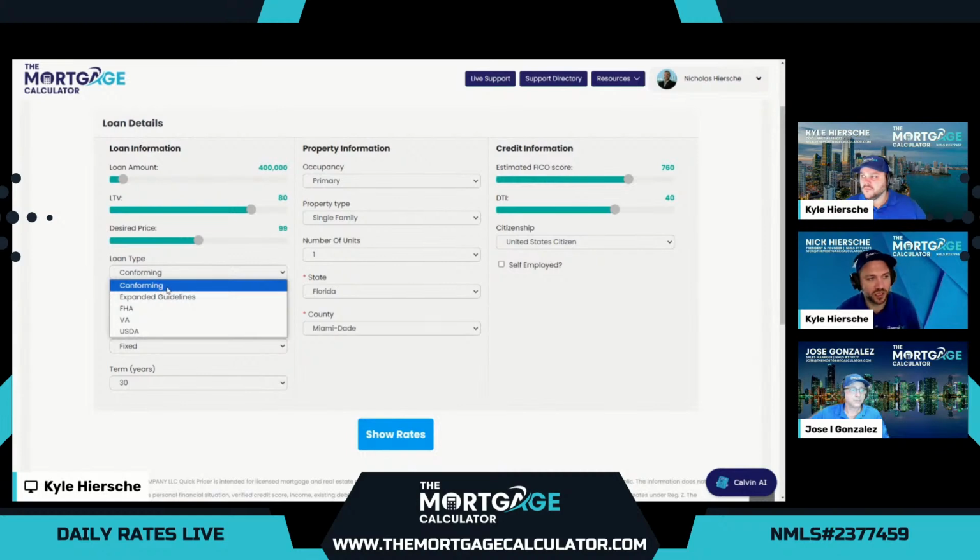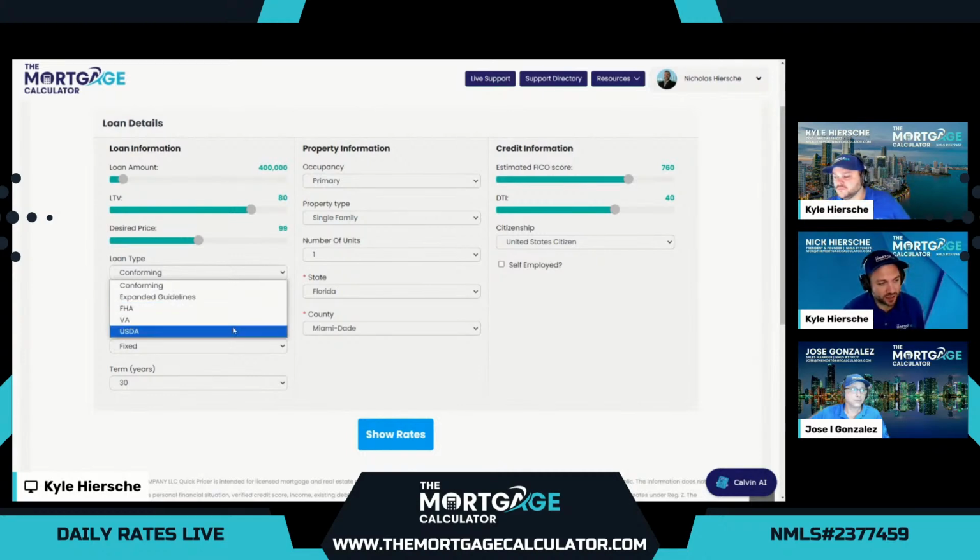We'll start with conforming conventional programs, compare those with FHA, usually the next best option. And then we'll check out our expanded guidelines, also known as non-QM, where we have over 5,000 additional programs many other banks don't have. We also have VA and USDA. Those are only for our eligible vets for VA and active service members. If you are eligible, let us know. We can quote it up, no problem. And USDA is only for eligible properties. If you do happen to be shopping in one of those areas, let us know. We can quote it, no problem.